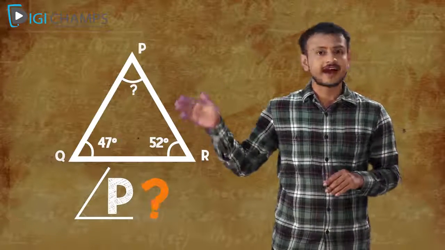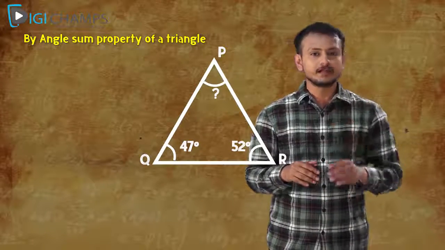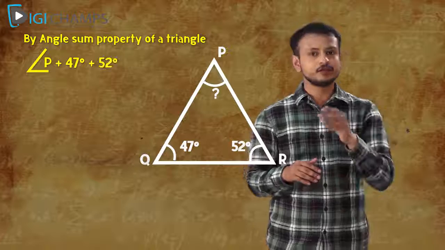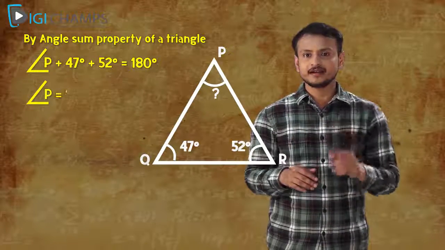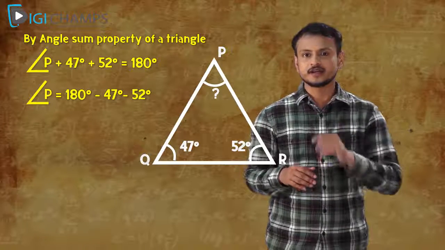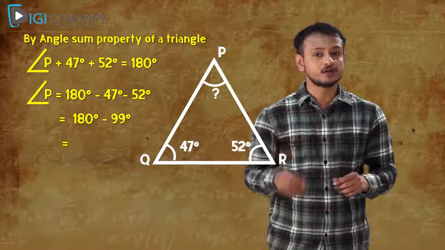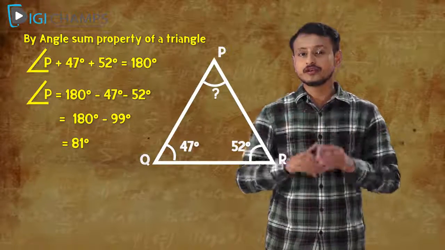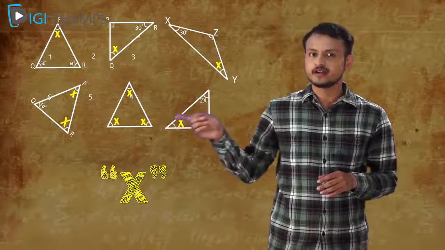Now let us solve some problems. In the given figure, find angle P. By angle sum property of a triangle, angle P plus 47 degree plus 52 degree is equal to 180 degree. That is equal to 180 minus 47 minus 52. And that is equal to 180 minus 99. And that is equal to 81 degree. Now let me give you some questions. Find the value of the unknown x in the following diagrams.